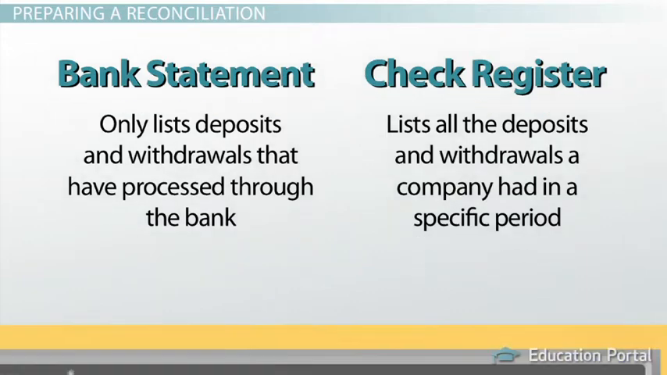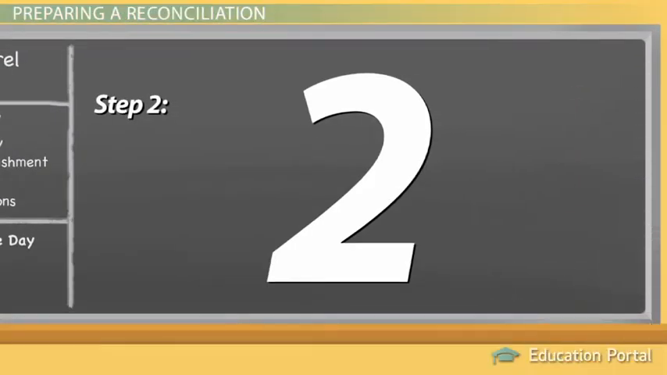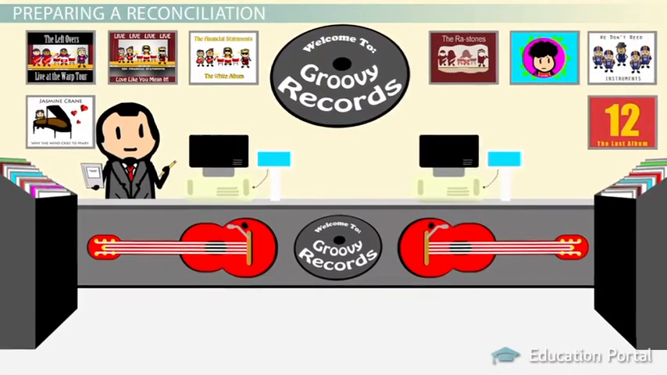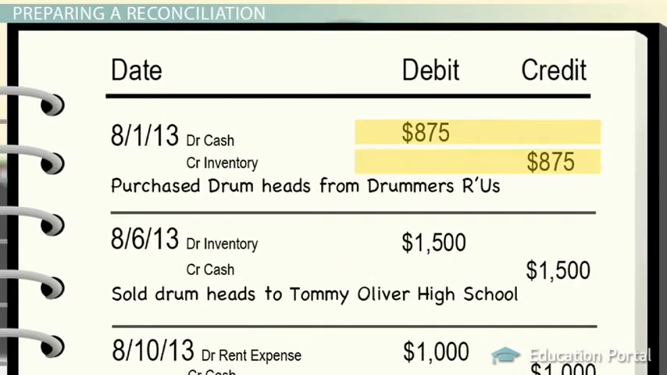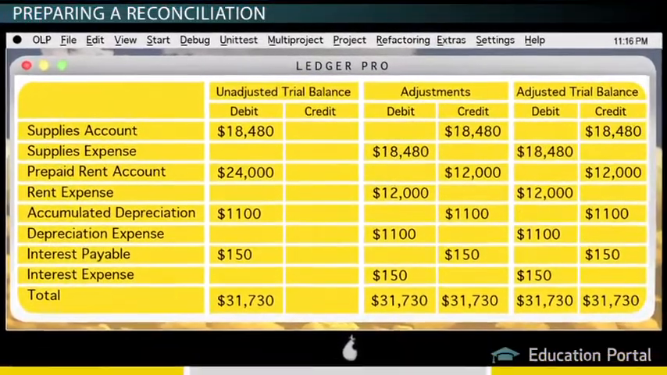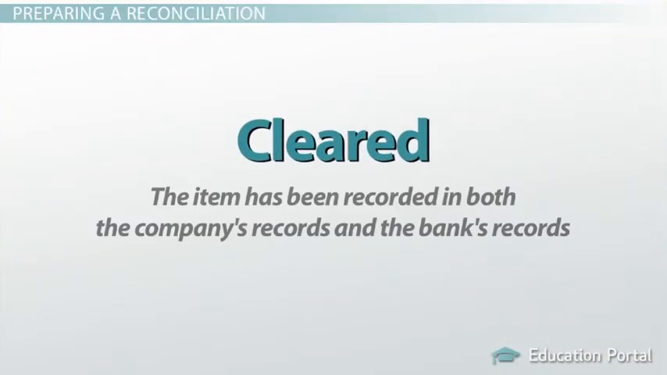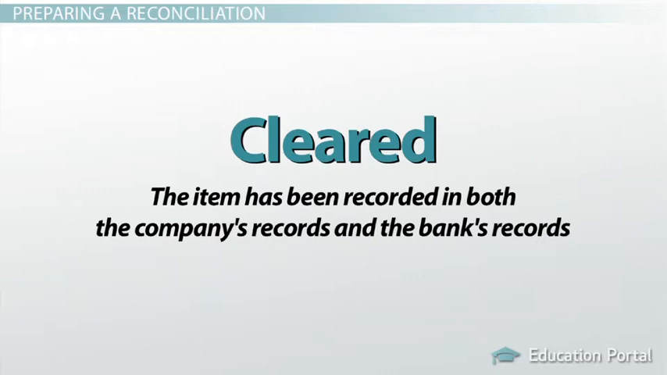Step 2. The second step in preparing the bank reconciliation is the most tedious. The object of this step is to account for all the deposits and withdrawals that a company has recorded and that have also cleared the bank. If you're manually preparing the reconciliation, you would highlight or check off the entries that are common among the two. In a computerized accounting program, you can simply click on the entries to mark them as cleared. Cleared means that the item has been recorded in both the company's records and the bank records.